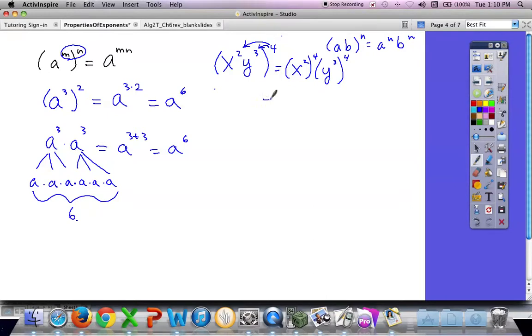Okay. Now, according to this property, when I raise a power to a power, I should multiply those powers. So x squared to the 4th should be x to the 2 times 4. Y to the 3rd to the 4th should be y to the 3 times 4. So that is x to the 8th, y to the 12th. So there's a little bit of a combination of two properties that we have.